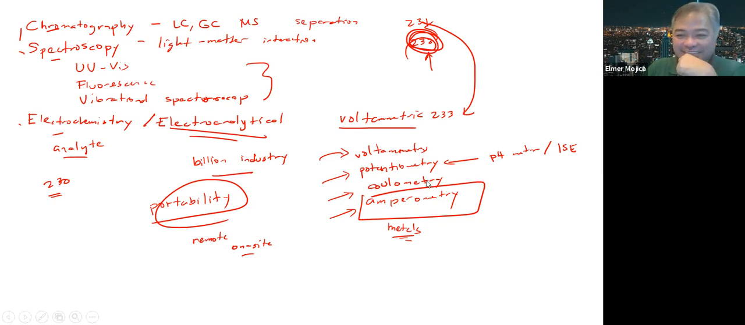Okay? So, every method that you use has some justification. And every method has what we call its own advantage and disadvantages. So, overall, what I want you to do is according doon sa application, you should have alternatives. Okay? So, all of these are what we call instrument-based.